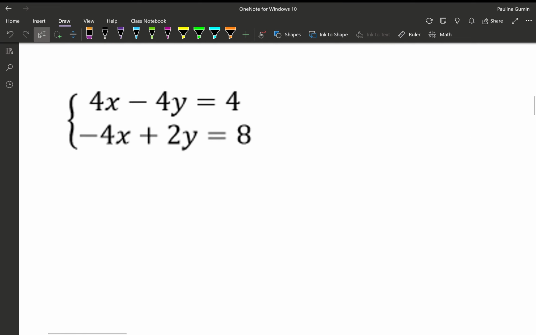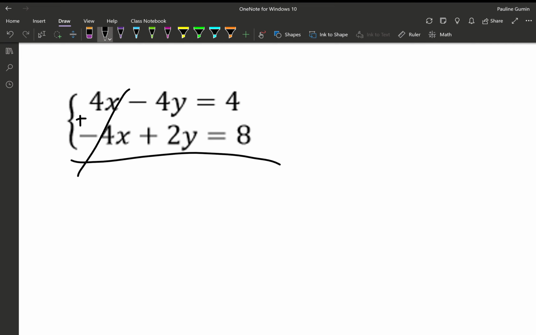Take a look at this problem. Do you notice any opposites? Because sometimes we don't have opposites and we're going to have to force opposites to happen. Do you see the x's or y's being complete opposites? Looks like the x's are opposite this time, so let's combine these by adding them up and down. 4x and negative 4x cancel.